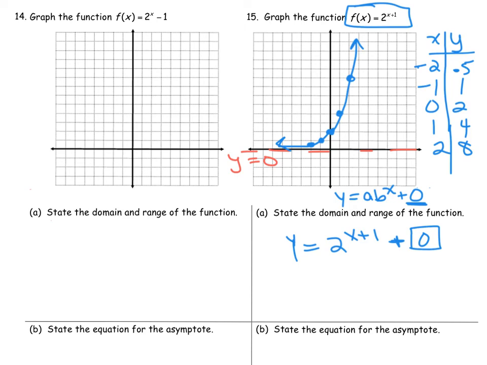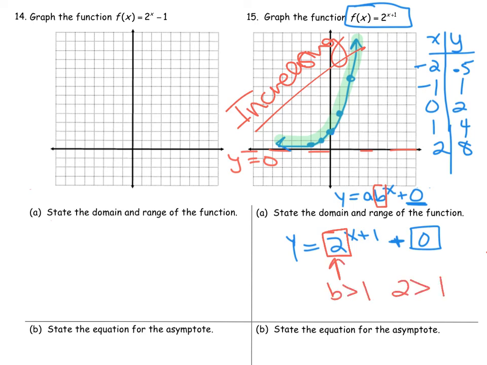Now, as I look at this thing, as I go from left to right, is this thing increasing or decreasing? This is increasing. And now that should make sense because what did I say before? This is increasing. Again, this should make sense because what's my b value? Well, my b value is attached to x, so my b value is 2, and this is greater than 1. 2 is greater than 1, so it's growing. This is an exponential growth.